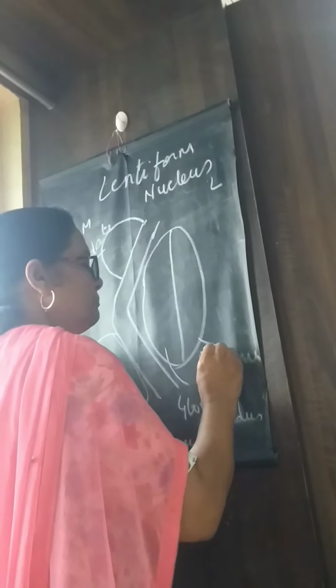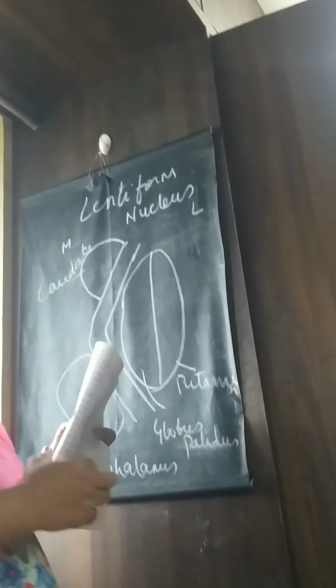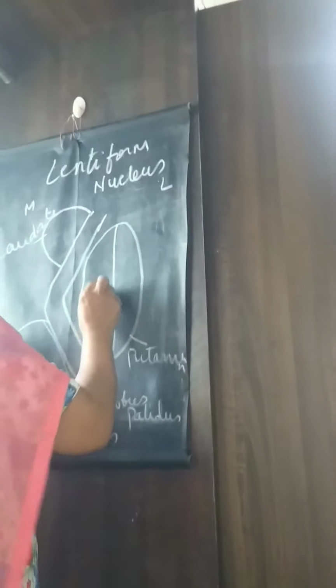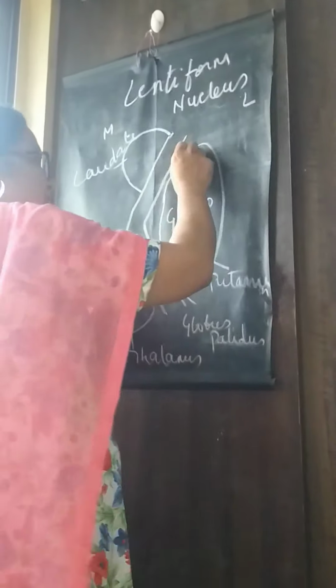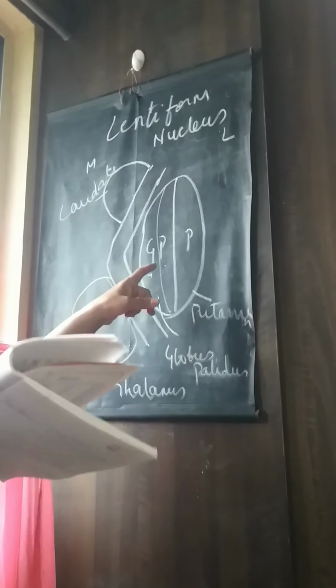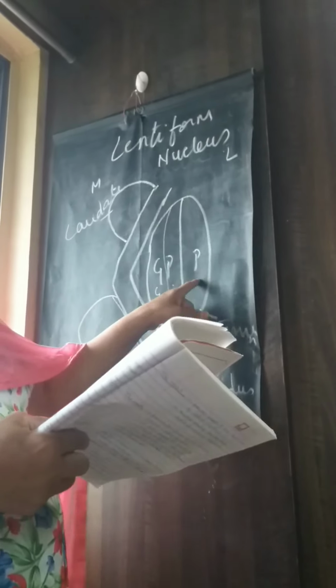Putamen, whatever you say is correct. Medially over here is present the globus pallidus, and this is the putamen. This globus pallidus is divided into two parts, the globus and the pallidum. And this is the putamen.